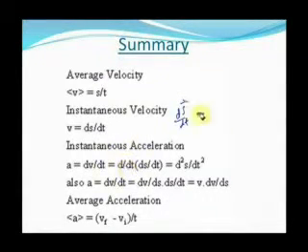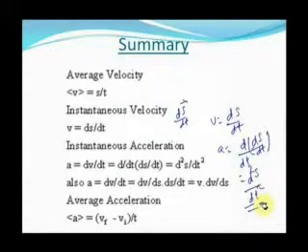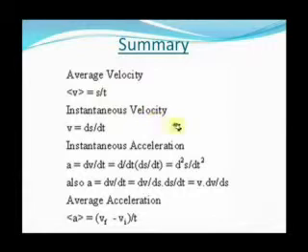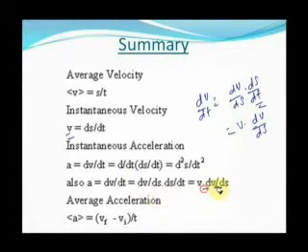Instantaneous acceleration is equal to dv by dt, and as we have already seen that v is equal to ds by dt, so a will be equal to d by dt of ds by dt, which is d square s by dt square. So this is one more formula for instantaneous acceleration. Also we can write dv by dt as dv by ds into ds by dt, and we know that ds by dt is nothing but v. So acceleration can also be defined as v into dv by ds.